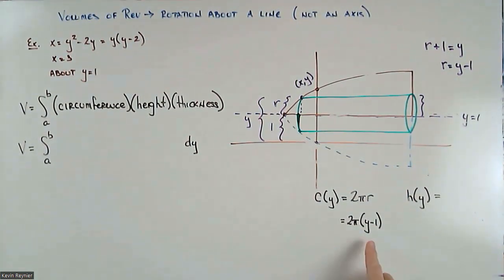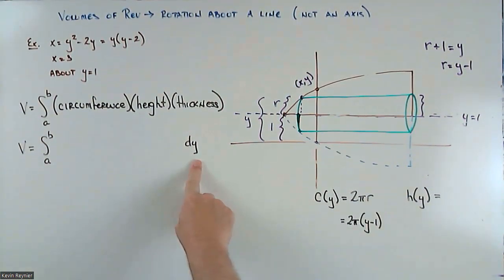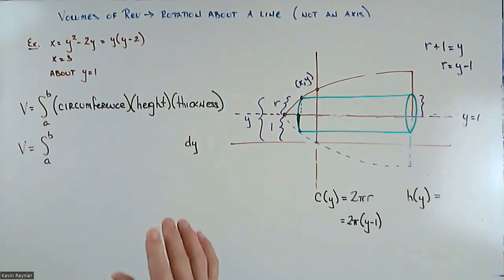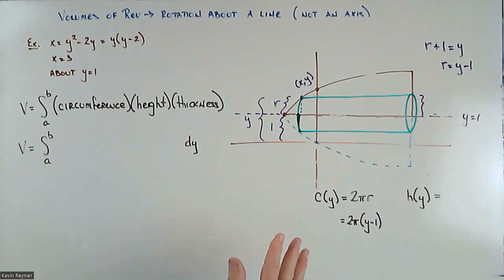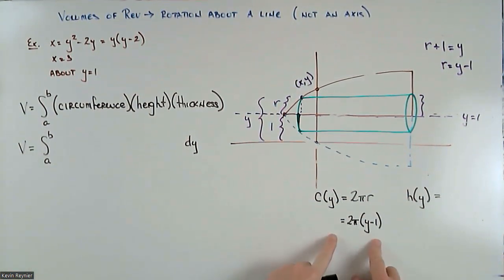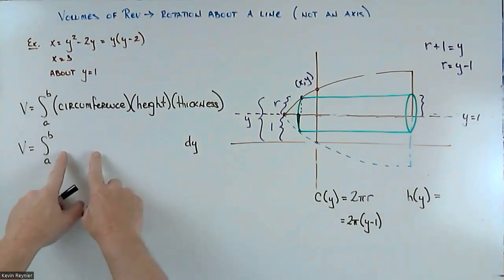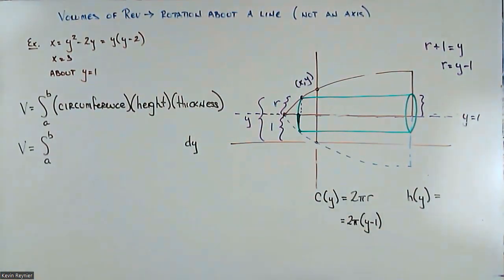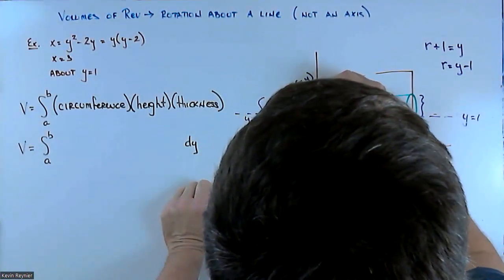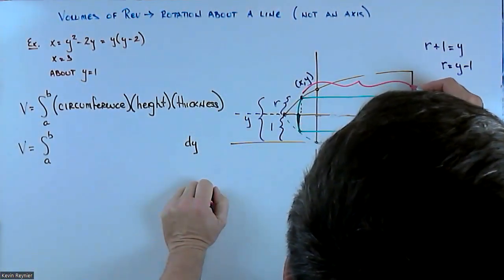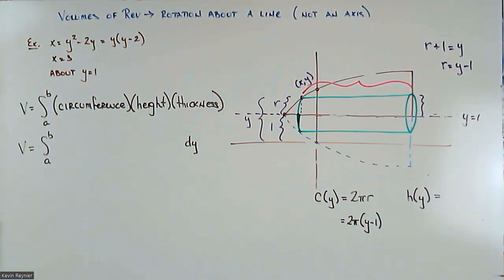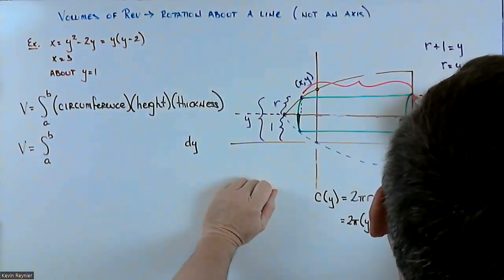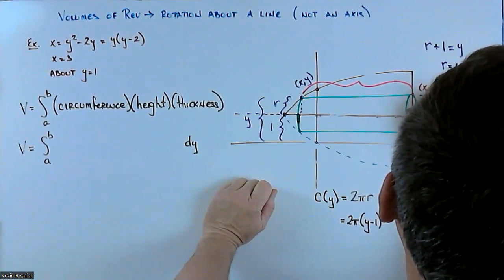Now, this is a y, this is a y, this is a y. So I'm done. I don't have to do any substitutions. I have what I need. It's written in terms of y. I'm ready to put it here. But I need my height. Well, the height is going to go from here to here. This is the point x, y. This is also the point x, y.